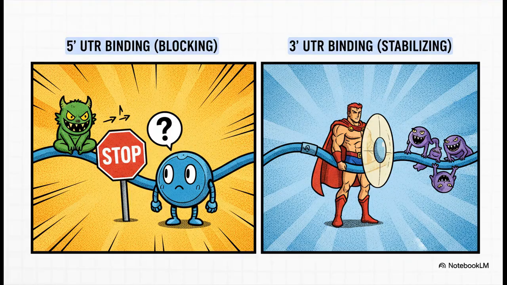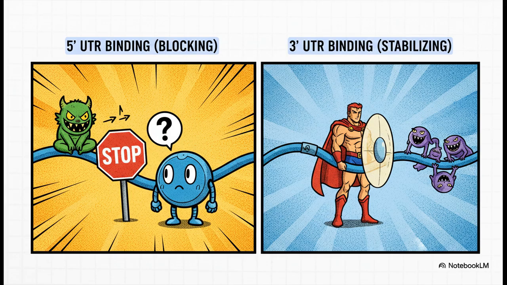But here's the thing. Translation isn't just on or off. It's more like a dimmer switch. And it's controlled by these things called RNA binding proteins. Think of them as traffic cops. If a protein binds way up at the beginning in the 5' UTR, it can act like a roadblock. It physically blocks the ribosome from even getting started.